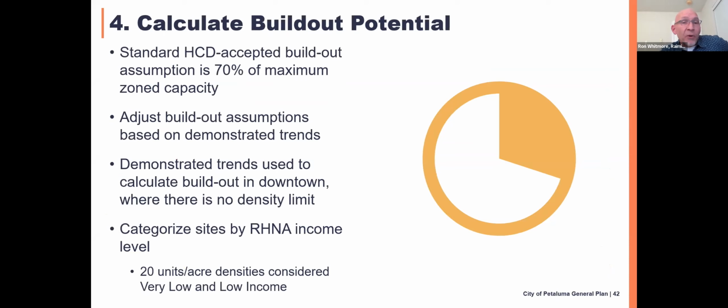The 4th step then is to see where we stand in terms of build out relative to RHNA. State law allows us to assume a maximum density of 70%. This can be modified as needed based on recent trends by area. And then also each parcel is categorized by income category. In this case, the state uses a proxy of density to categorize areas that are zoned for 20 units or more per acre for low income and the rest as moderate or higher.